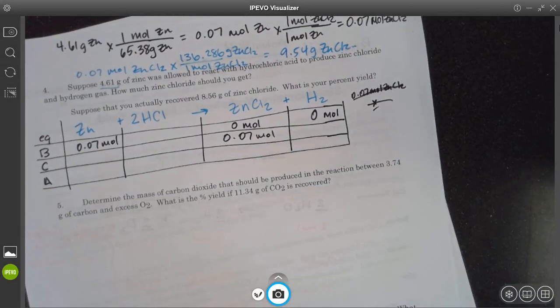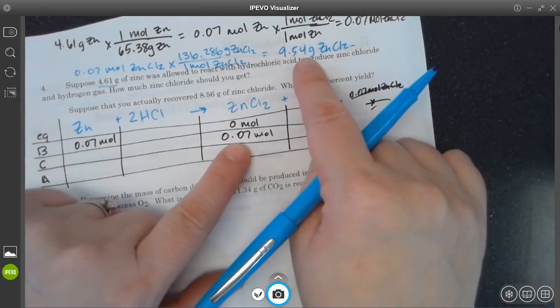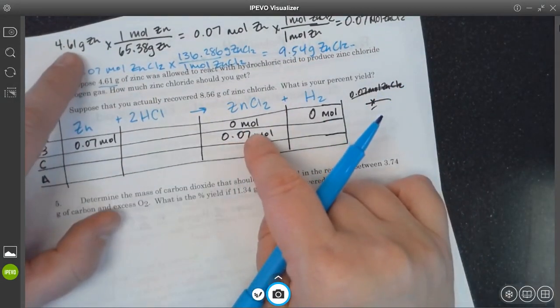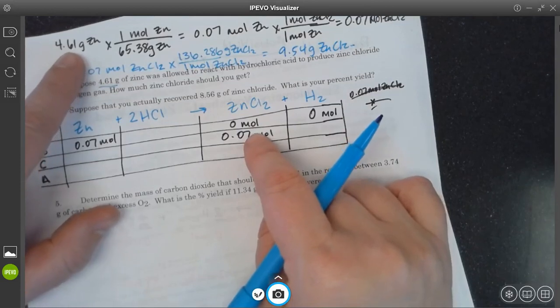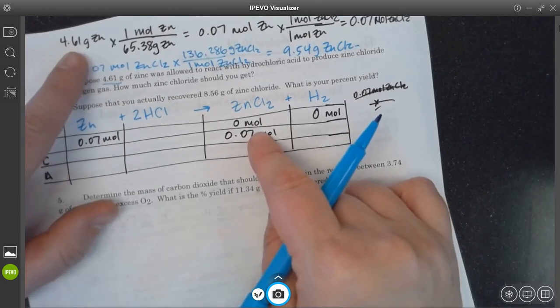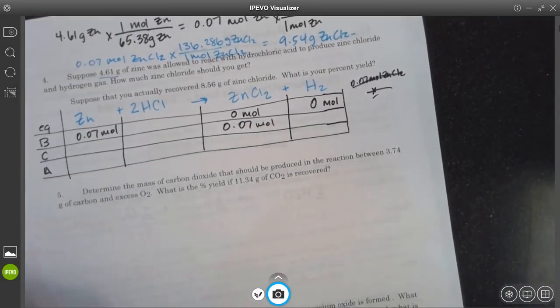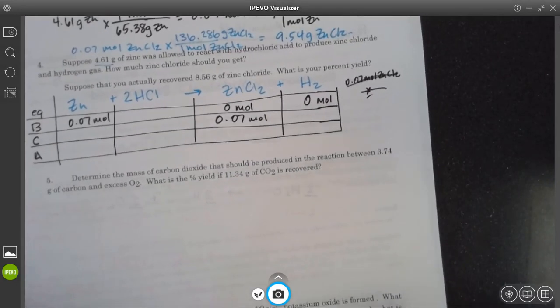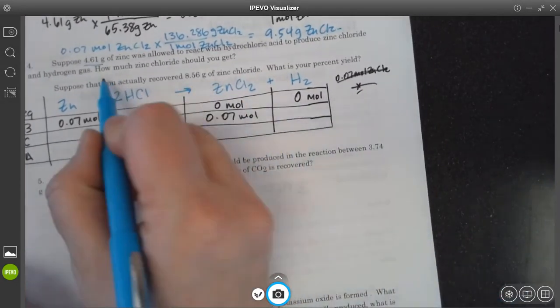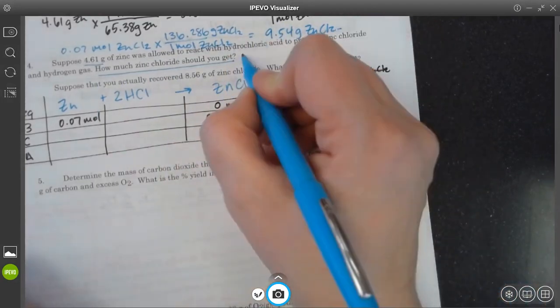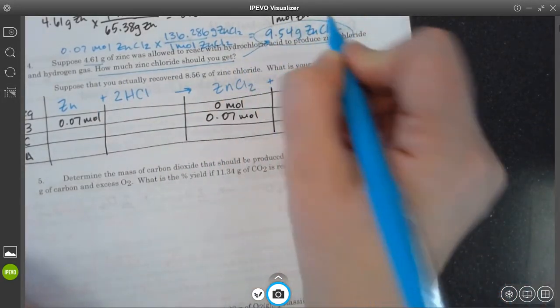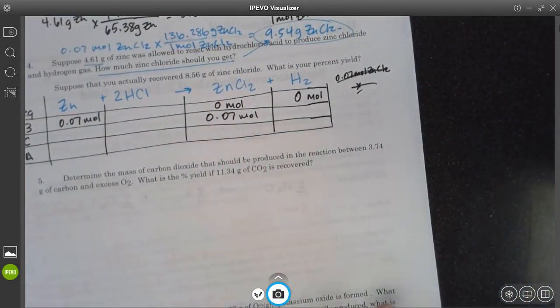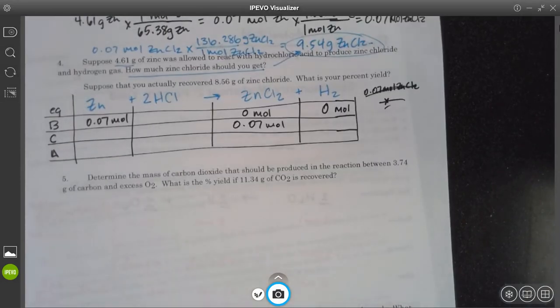So, Grace, that's the mass of our product, and we started with, for just zinc, 4.61 grams. Now we can figure out how many grams each formula unit has. Yeah, but we don't need to. Because it asks how much zinc chloride we should get, and that's how much zinc chloride we should get. So that's our theoretical yield. That's like, if everything went perfect, that's how much I would have.